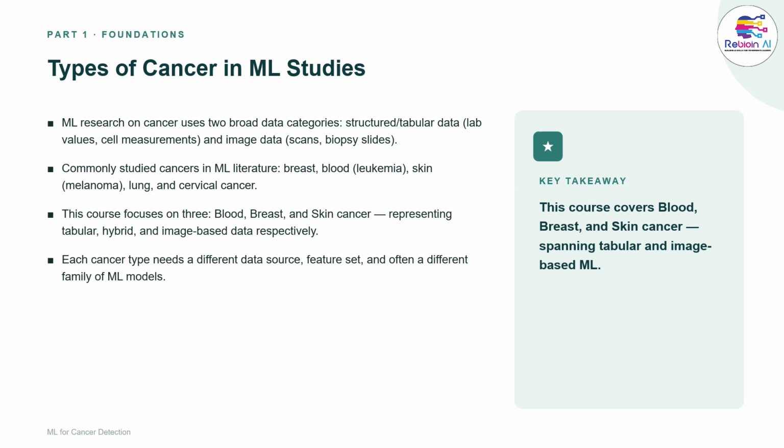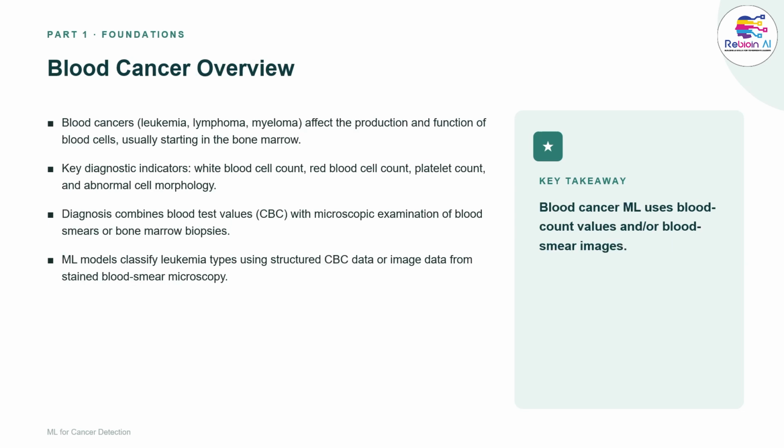Let's understand this with an example. Imagine there are three detectives solving three different crimes. One only has financial records, that is pure numbers. One only has crime scene photographs, that are pure images. And one has both. That's blood, skin, and breast cancer in that order. Now, let's zoom into blood cancer.